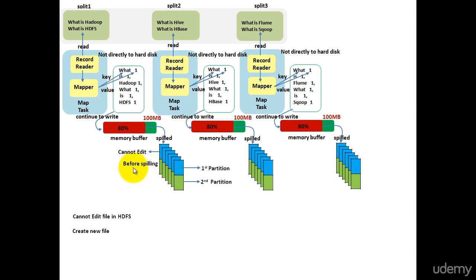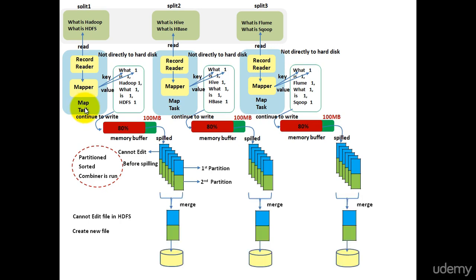Every time before the records are spilled to the disk, it is partitioned, sorted, and the combiner function is run on all the records. Before the map task finishes, the spill files are merged together to create a single output file. By default, 10 files are merged together at a time. While merging, it is again partitioned, sorted, and the combiner function is run.